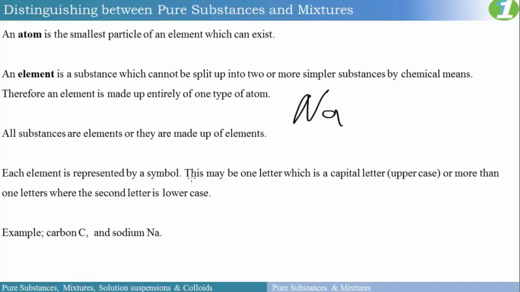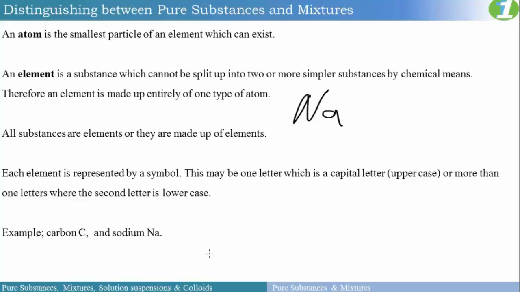Each element is represented by a symbol. This may be one letter, which is a capital letter, or more than one letter, where the second letter is a lowercase letter. For example, let us look at the element carbon. Here we see that carbon is one element, and it is a capital letter. In the case of sodium, we have N being capital and a being lowercase, dealing with one element, sodium. When we have an element that's made up of two letters, the first one is capital and the second one is lowercase.